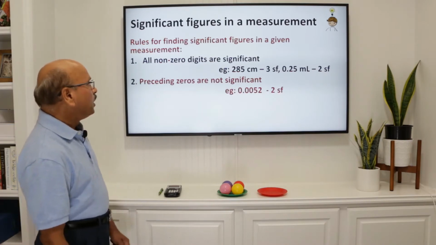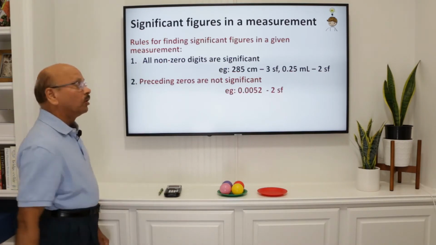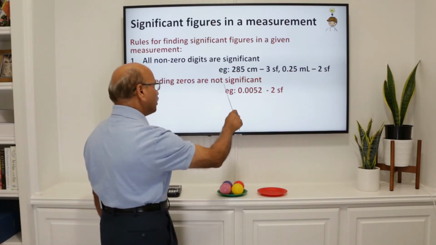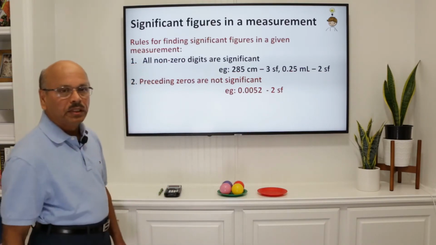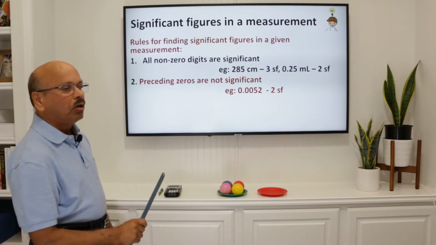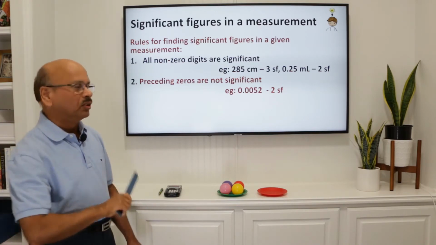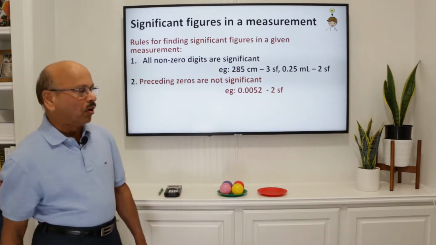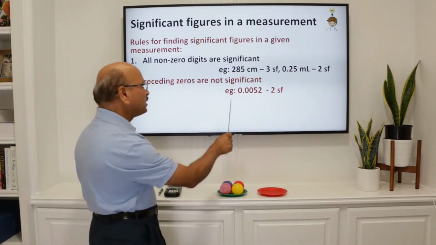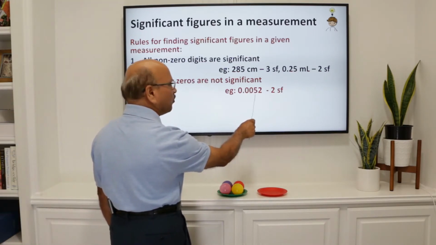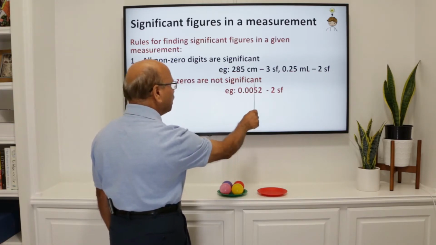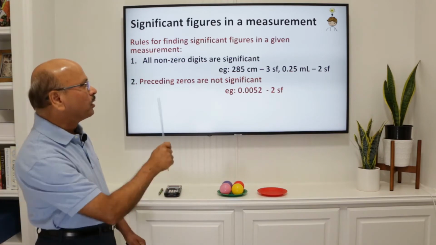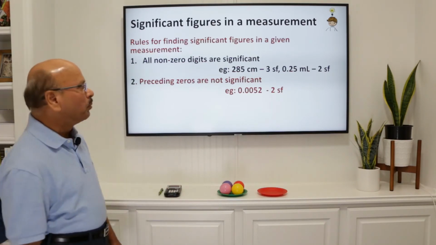Now, preceding zeros are not significant. That means the zeros coming before a non-zero digit in a measurement are called preceding zeros. They are usually called placeholder zeros, and they are not significant at all. So in this case, we have 0, 0, which are not significant, and then 5 2. The 5 2 qualifies as significant figures. So we got 2 sig figs in that particular measurement.